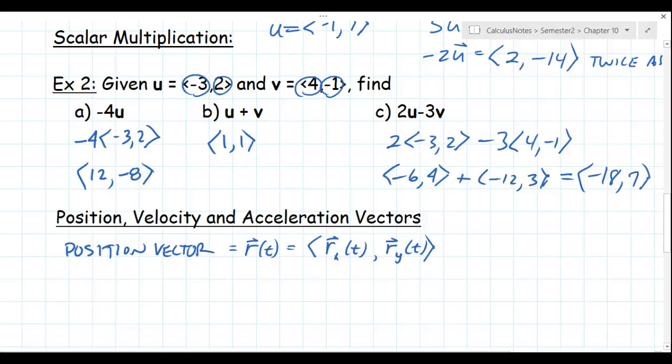Okay, and then just as we did in the past, when we're working with functions, to get from a position function to a velocity function, what did we do?